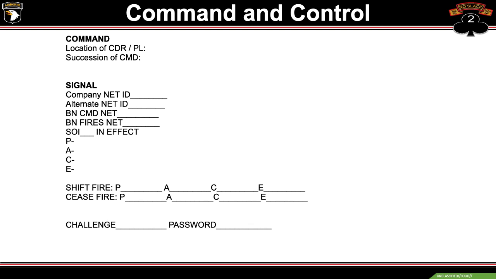And then signal here being the communication assets that we have. How are we going to talk to everyone? How do we talk to the battalion fires, battalion command, use of the JBCP, use of our platoon internal comms, and then PACE being the primary, alternate, contingency, and emergency way of communicating with everyone. And then especially important to know, again, PACE plans for shifting fire and ceasing fire, and then what the challenge and password is. So again, when we have elements that we may not know approaching our location, hitting them with a challenge, and then having to respond back with the password.